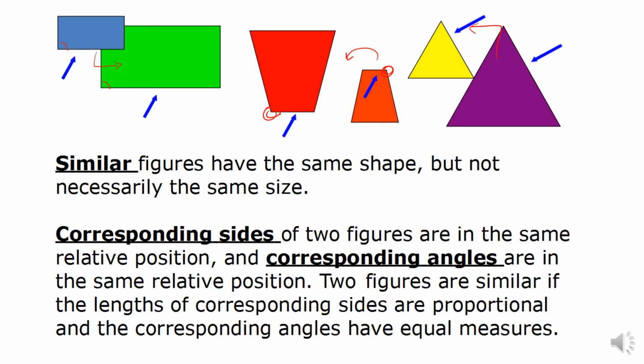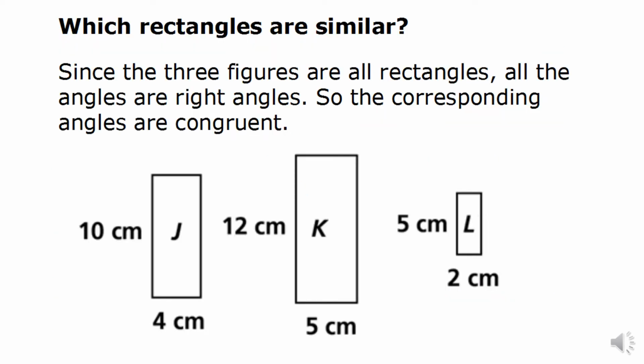Okay? In this example, we're just going to do some quick evaluating. So we want to find which rectangles are similar. Since they told us that they are rectangles, we know right away that all the angles are right angles. So that means that the corresponding angles are congruent. Now we just have to find which sides are proportional. So what I'm going to do is compare the first set. So I'm going to go 10 to 12. Then I'm going to do 4 to 5. And I can see that those are not equal, so these are not similar.